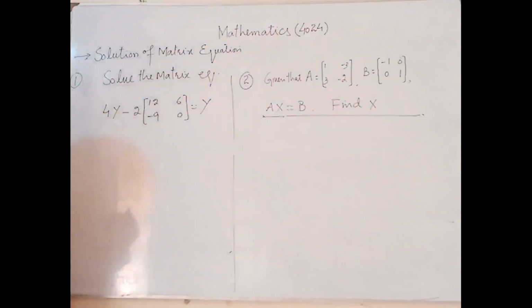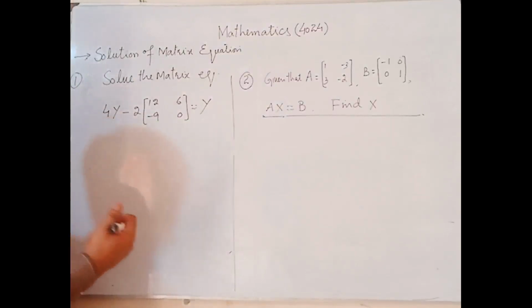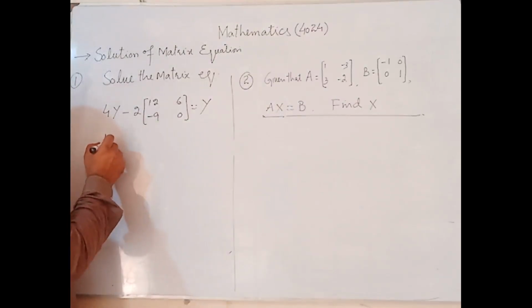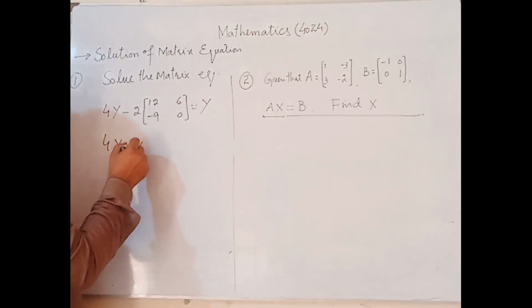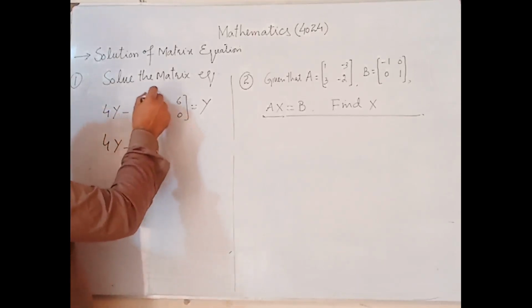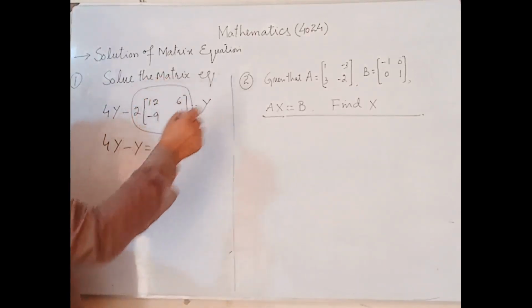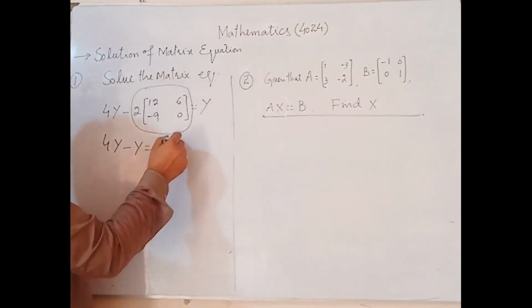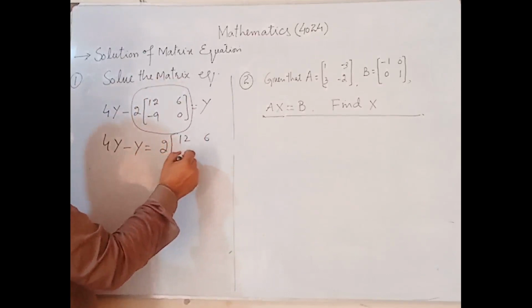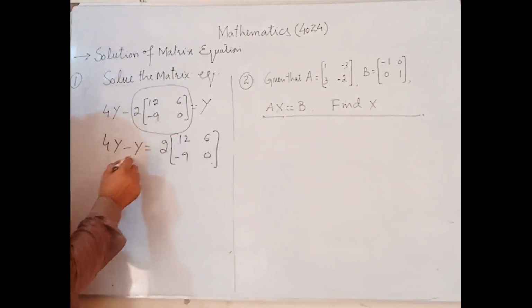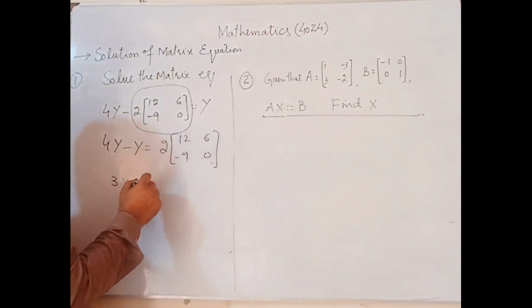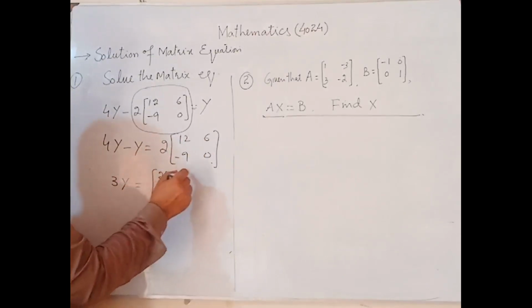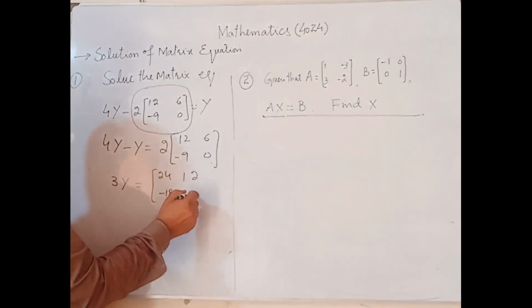Simple algebraic operations are to be applied here. 4Y, this Y will be written as capital. 4Y minus Y is equal to this whole matrix shifted toward the right-hand side. So it will become 2 times [12, 6; minus 9, 0]. 4Y minus Y is 3Y, just as in an algebraic equation, and this 2 will be multiplied inside, and this will become [24, 12; minus 18, 0].